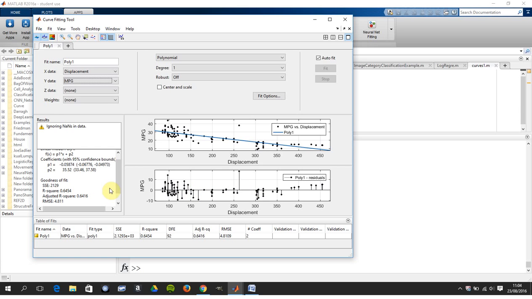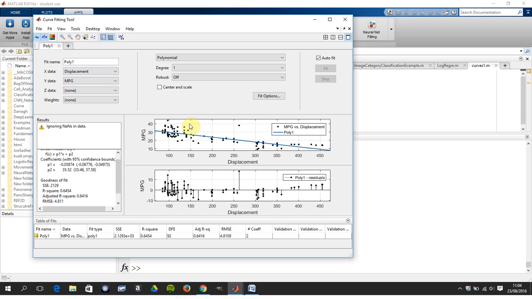Now the R squared value: how well do these points fit the line? The R squared is 64.54, so 64.54% of the y value, which is the MPG, is explained by the displacement.